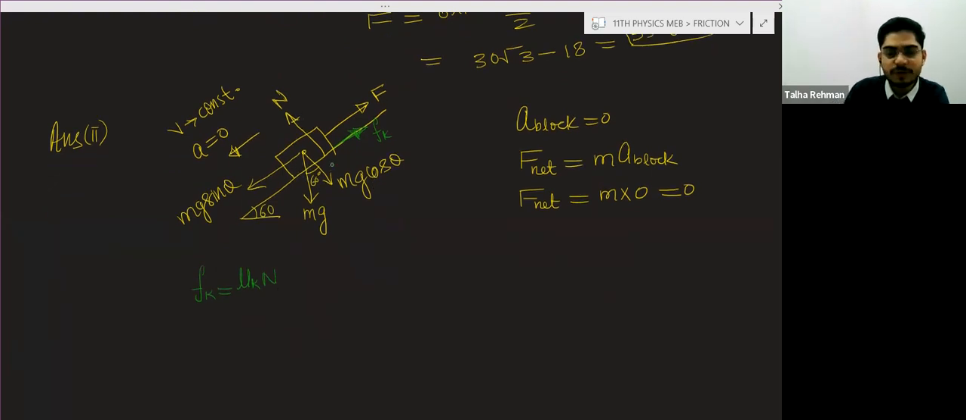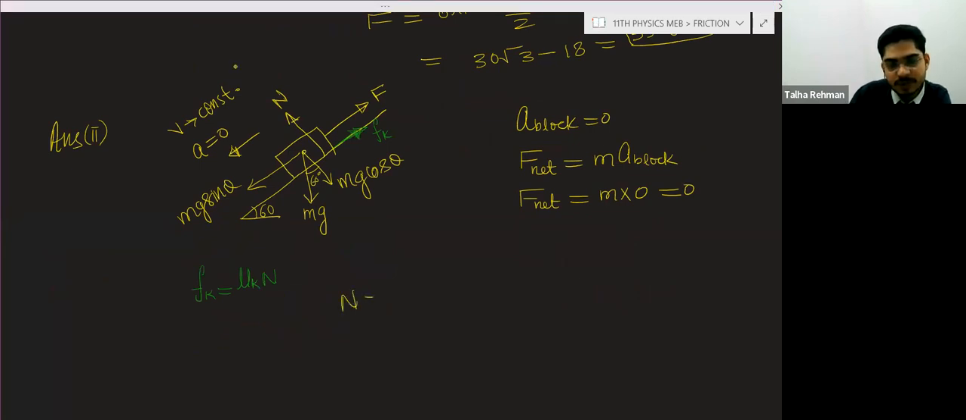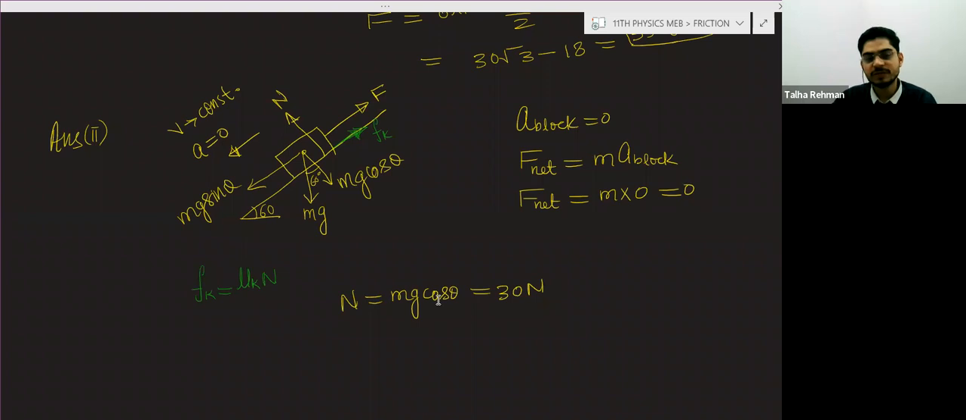Now do we have to do fast now? We have to do fast, otherwise normal reaction is equal to mg cos theta. So mg cos theta, what we got earlier, is 30 Newton. You can do this, put m 6, g 10, cos theta 60, and you will get your answer. Now net force in this direction also is equal to 0. So how will you equate the force? Force in this direction is equal to force in this direction.